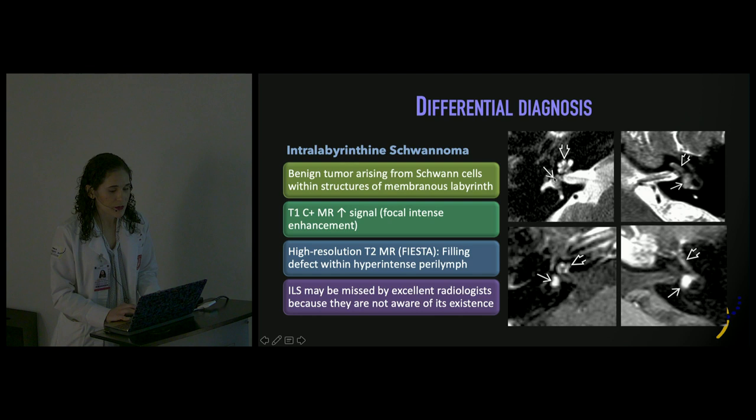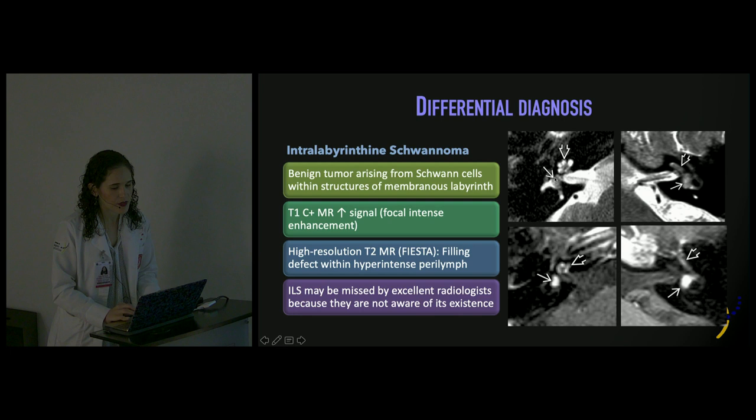Look, the cochlea is enhanced, the vestibule too, and the facial nerve has enhancement. So this is a benign tumor arising from Schwann cells within the structures of the membranous labyrinth. In the T1 post-contrast image, there is focal intense enhancement. In the high-resolution T2 image, Fiesta in our center, there is a filling defect within the hyperintense perilymph. This is the normal perilymph, and this is a filling defect.